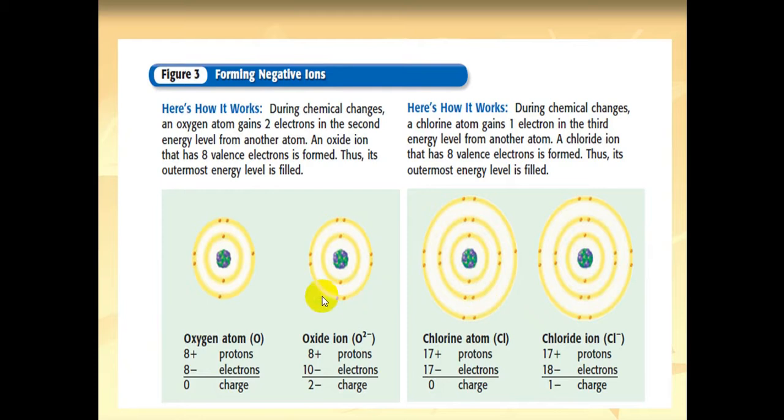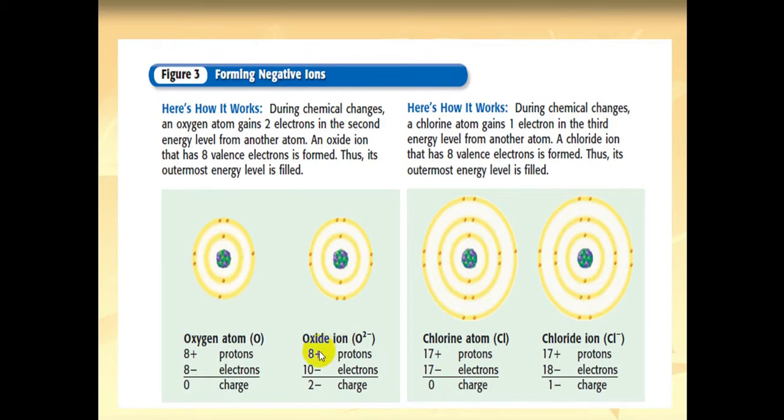In this example, we have the oxygen atom. The oxygen atom has 8 protons, the atomic number 8, and it has 8 electrons. So this is neutral. The overall charge is 0. The outer shell has 6 electrons, so the valence electrons are 6. The outer shell needs 2 electrons to complete it. So the oxygen atom gains 2 electrons from another atom to form the oxide ion.